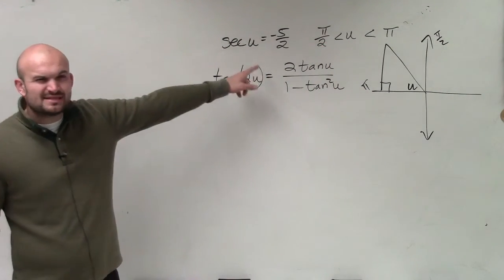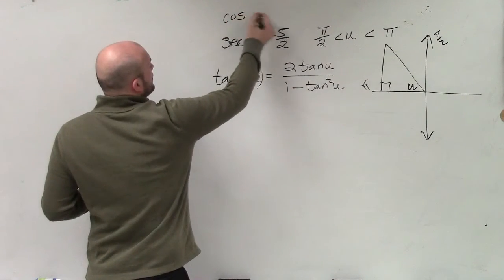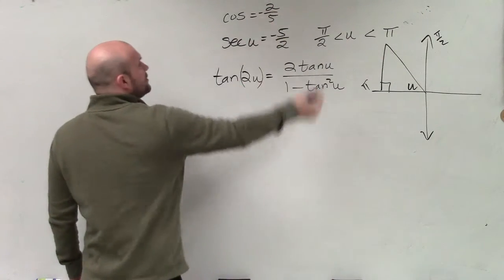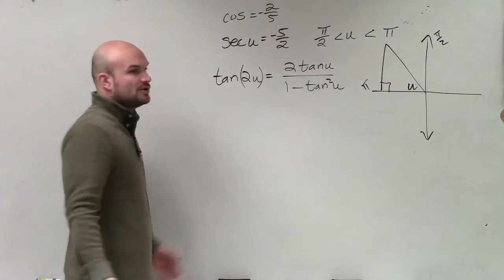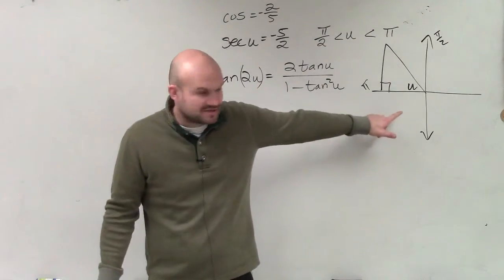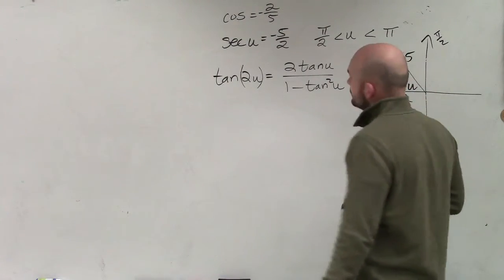Well, secant, remember, what is secant? Secant is the reciprocal of cosine. So therefore, cosine would be 2 over 5 negative, right? Which is adjacent over hypotenuse. Well, your hypotenuse is not going to be negative, so it has to be your adjacent, which obviously would make sense. So I have 5 over negative 2.